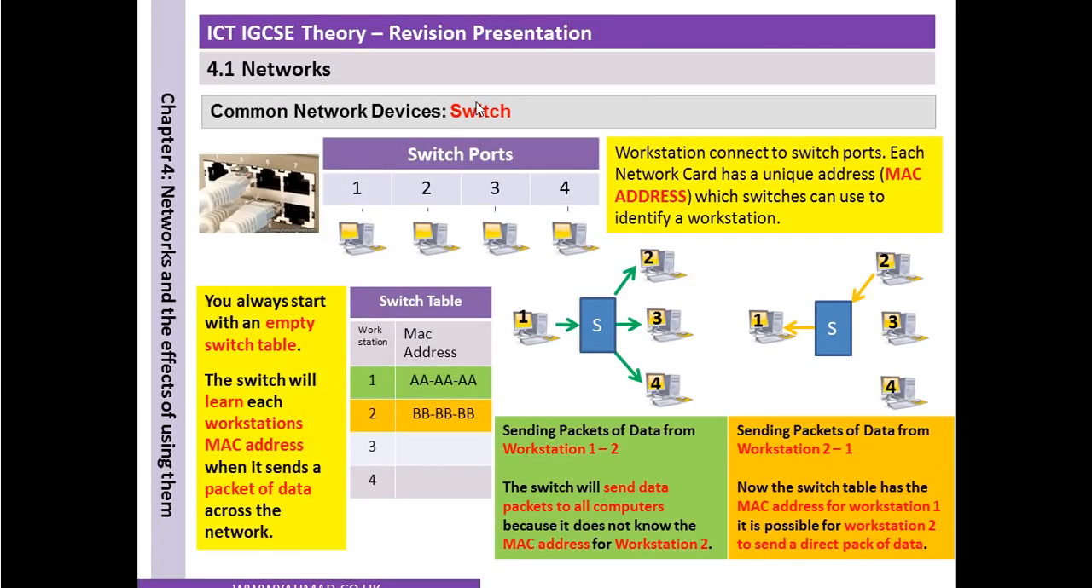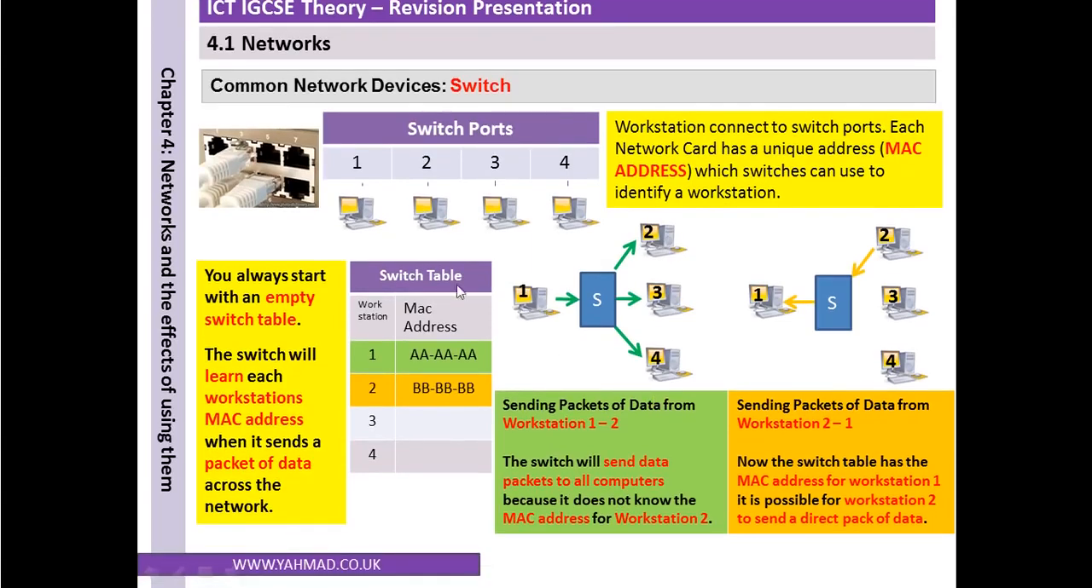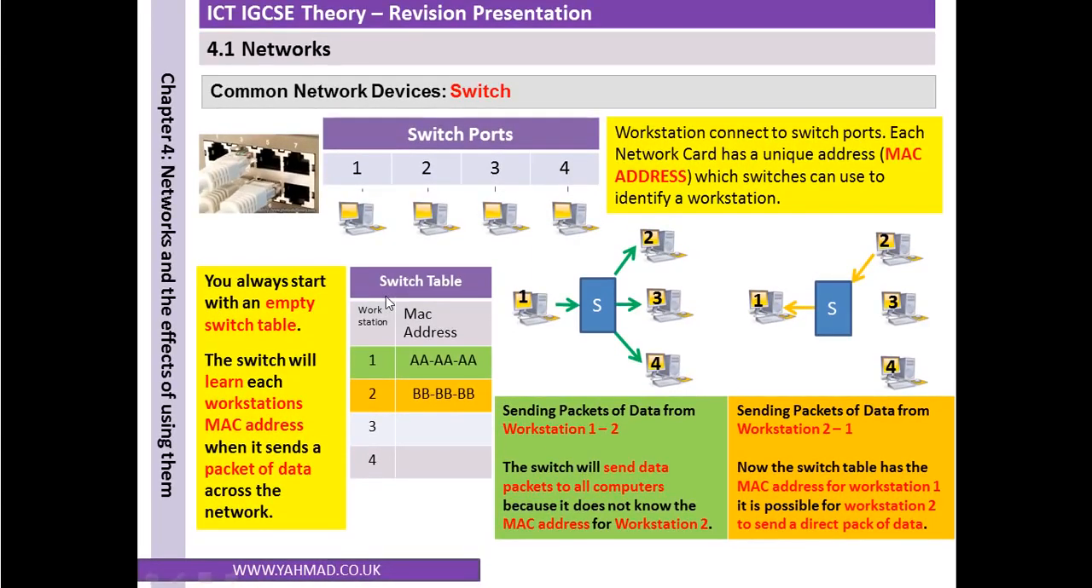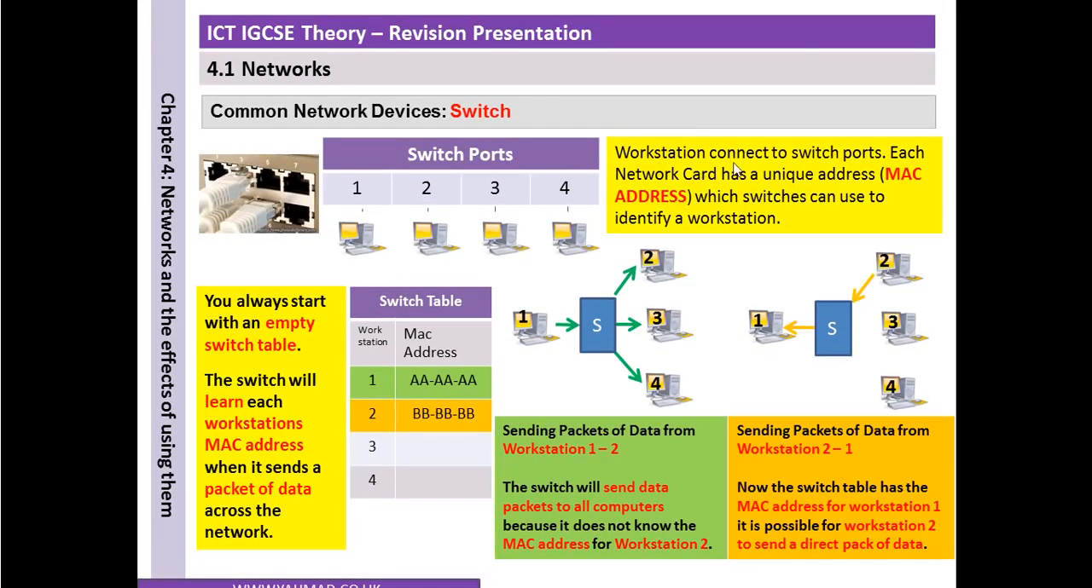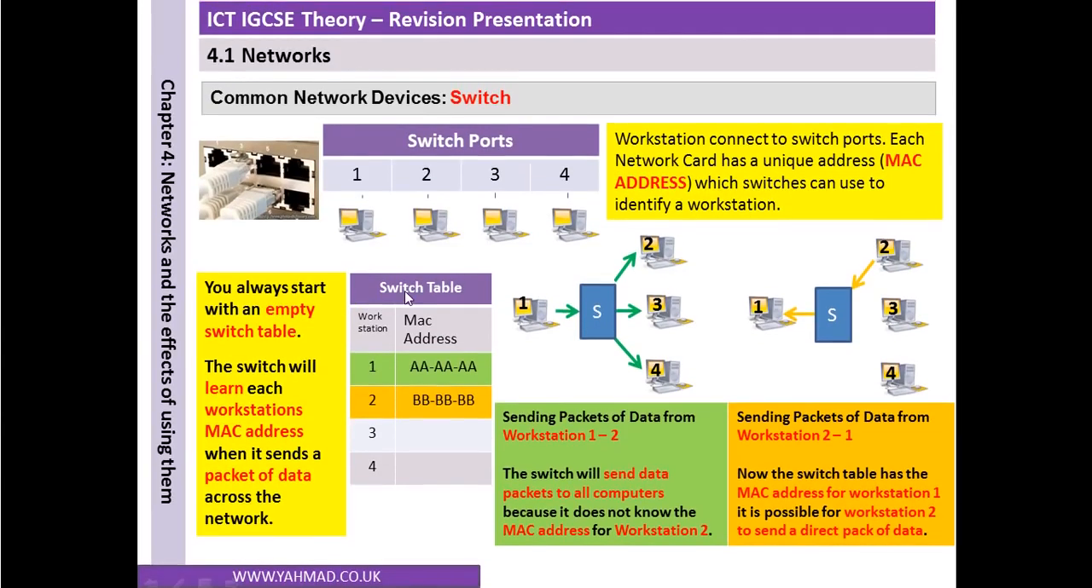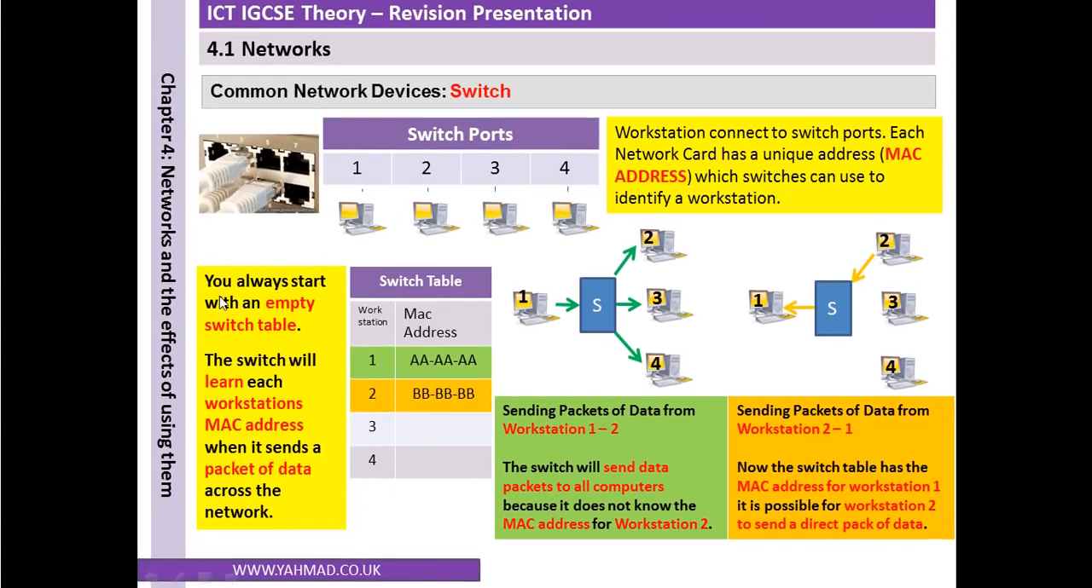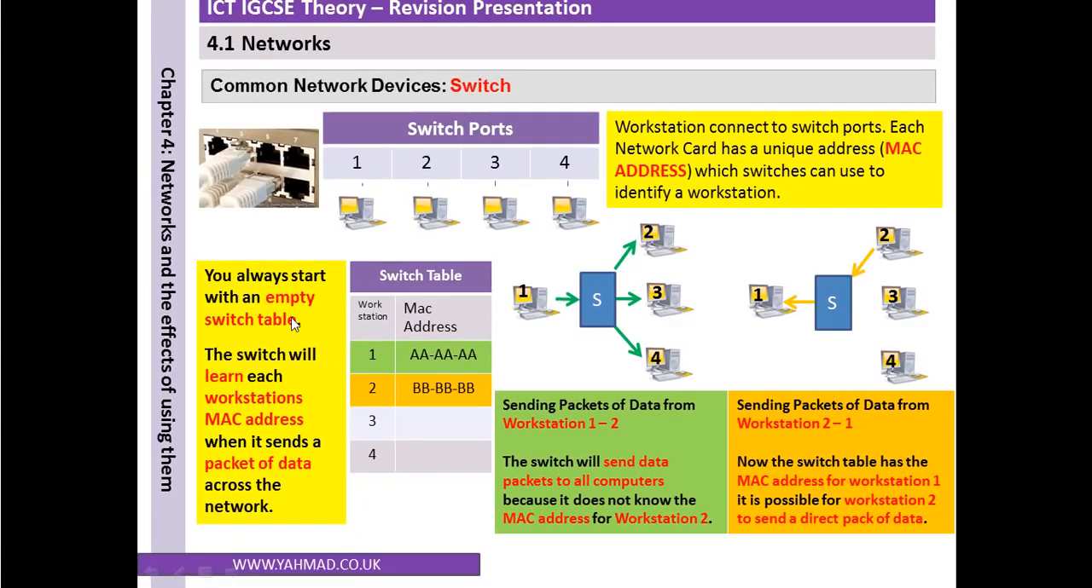So how does the switch work? When you're connecting a device to the switch, as you can see, we've got many workstations here connecting to the switch. The switch will start to store the computers' MAC addresses. Workstations connect to switch ports. Each network card has a unique address, or MAC address, which switches can use to identify a workstation. Each switch will have a switch table. You always start with an empty switch table. The switch will learn each workstation's MAC address when it sends a packet of data across the network.